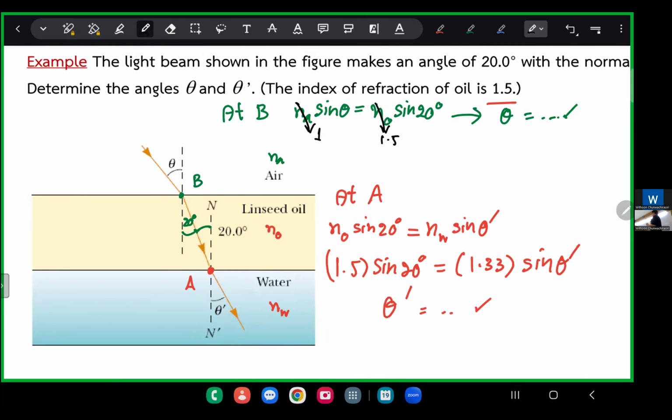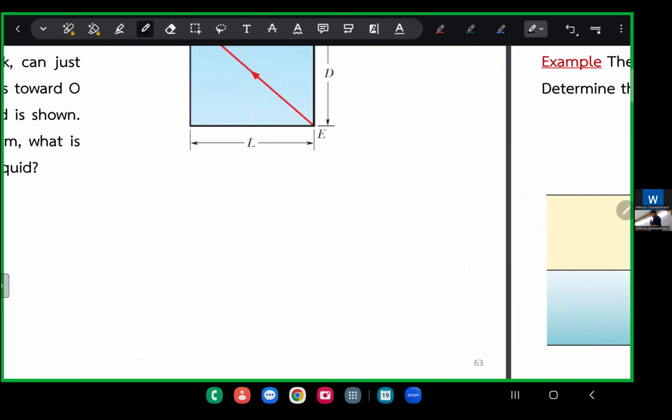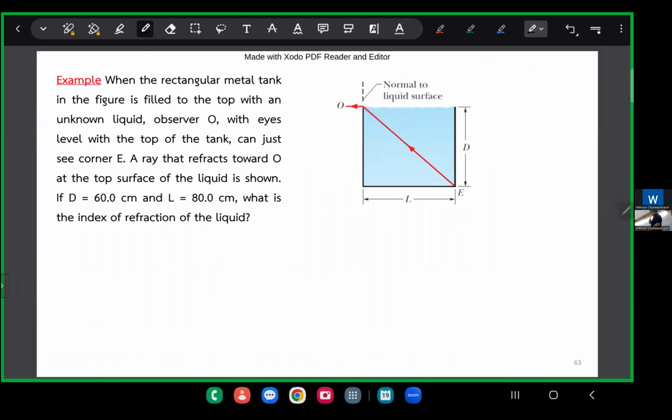So, last one of the day, guys. Let's be more realistic. Something that actually happens might be something like this exercise. Now you have a rectangular metal tank. It's filled to the top with an unknown liquid. You have an observer with the eye level with the top of the tank. There you go. So you have somebody observing, leveling his eyes at the surface of the water.